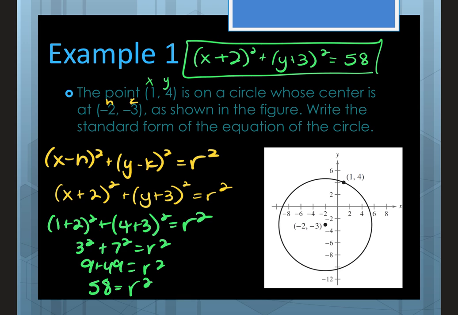Another way to find the r is to find the distance between the center and the point. That would represent your r. But I would say that people make mistakes when we start getting into the square roots of that stuff. So I would recommend the method we just used. Questions so far?